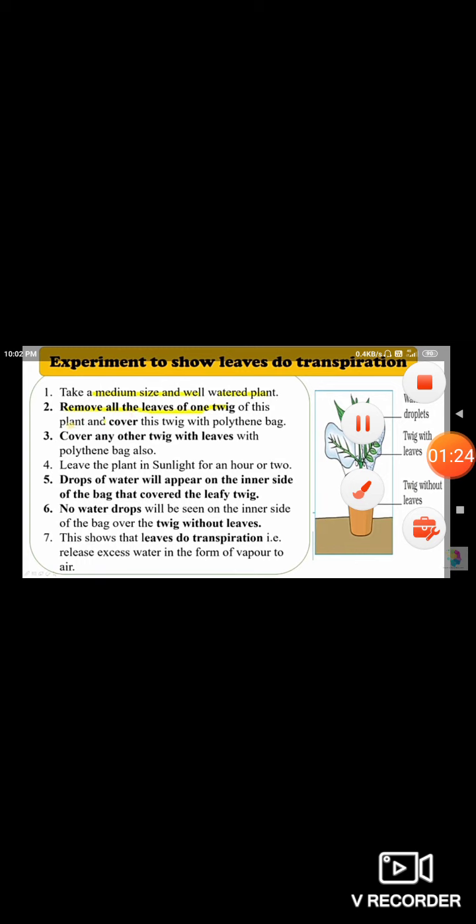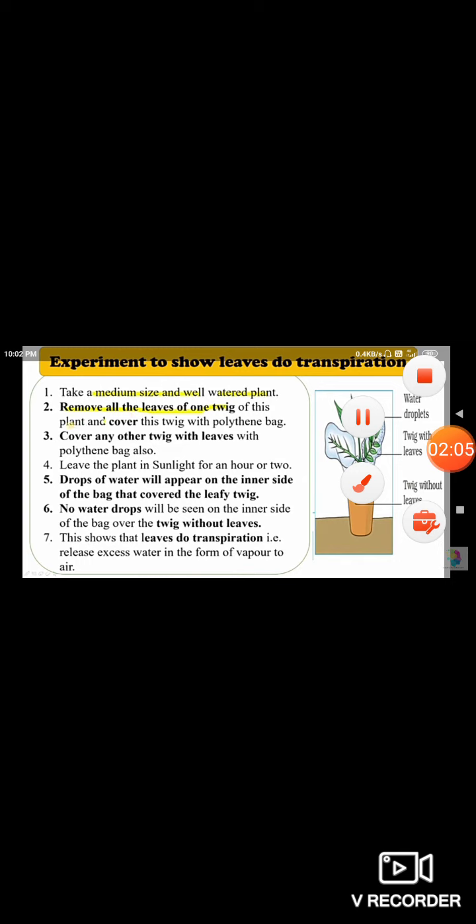So we have covered this part also with a polythene bag, but we have not removed the leaves from this twig. Now leave the plant in sunlight for an hour or two. After 1 or 2 hours, you will notice drops of water appear on the inner side of the bag that covers the leafy twig. Can you see the drops of water over here? But there will be no water drops seen on the inner side of the bag over the twig without leaves. There are no water droplets over here, right?